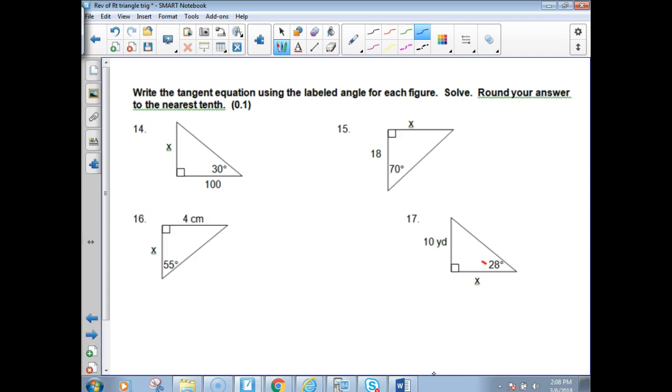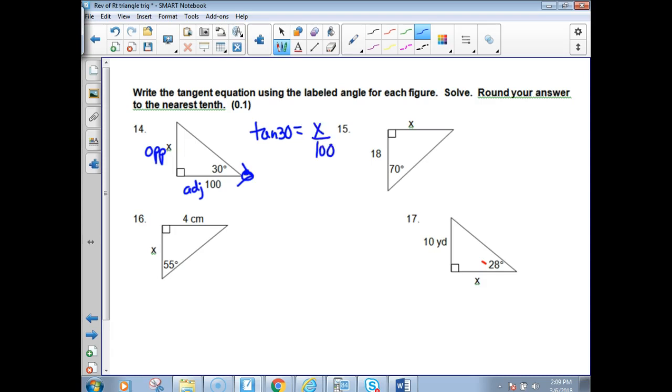Now we're going to write an equation and we're going to solve it. Write the tangent equation using the labeled angle for each figure, and solve. Round your answer to the nearest tenth. We always want to go to the acute angle, never the right angle. So it's like we're standing right here and looking in, and we see opposite and adjacent. This would be your opposite leg. This would be your adjacent leg. So this is tangent of 30 is equal to x over 100.